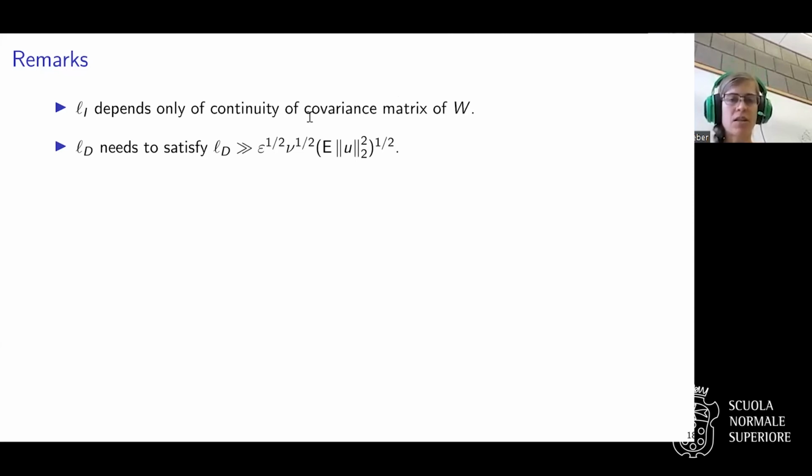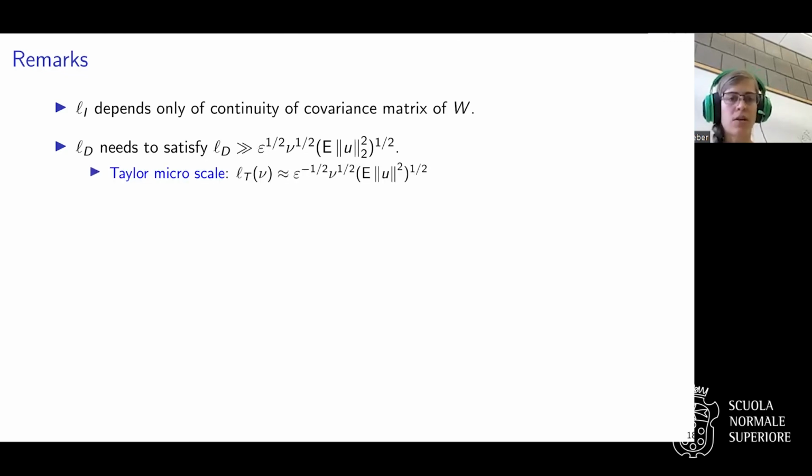So the dissipation scale, we needed to satisfy this inequality. It has to be strictly larger than nu to the square root of nu times the expectation of u to the 1/2. So here's where you can see the weak anomalous dissipation condition. This only goes to 0 if we have this condition, square root of epsilon, the energy input.